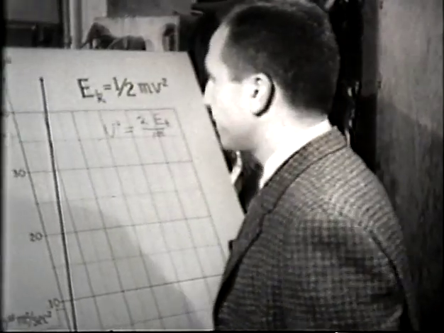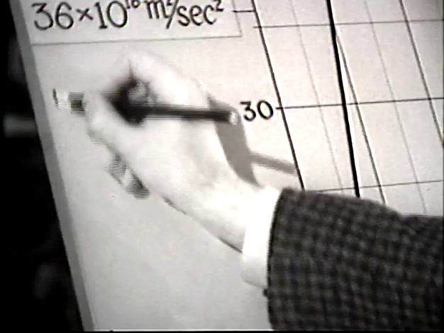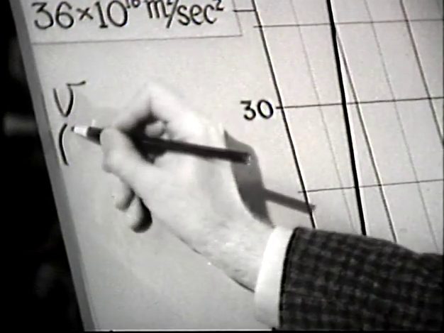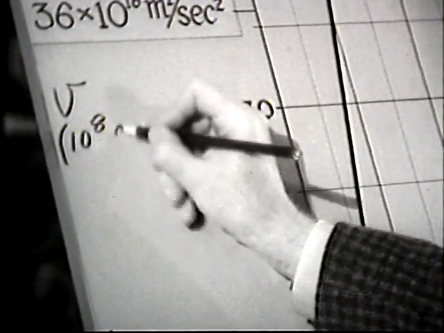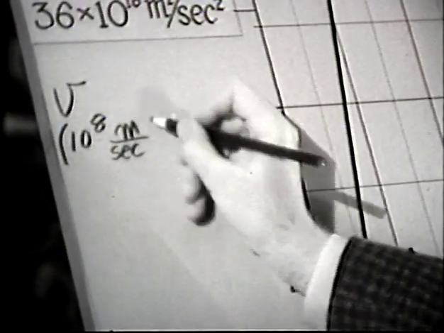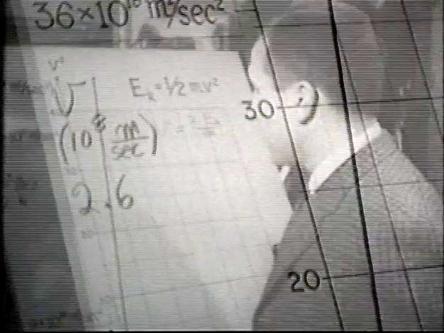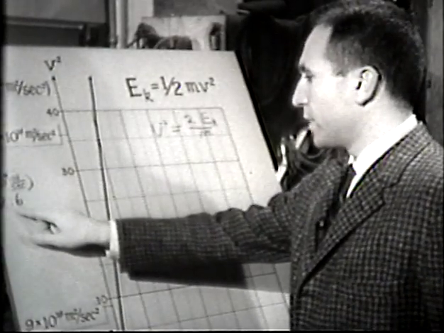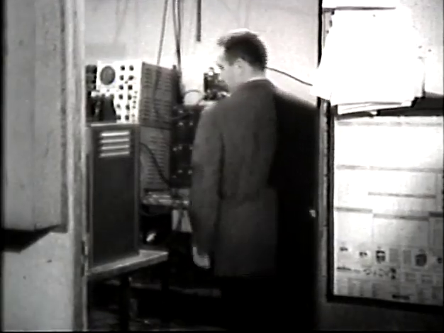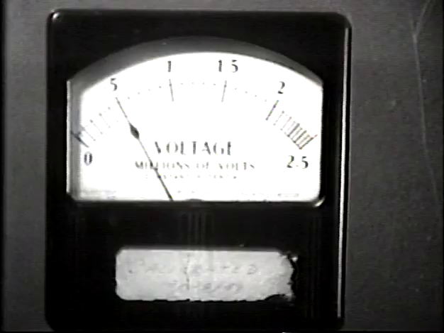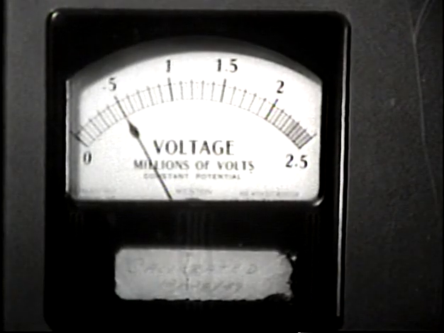I'll write that here. Speed in units of 10 to the 8th meters per second is 2.6. This is the speed of the electron burst when the voltage across the Van de Graaff reads 0.5 million volts. Therefore, we can say that the kinetic energy of each electron is 0.5 million electron volts.